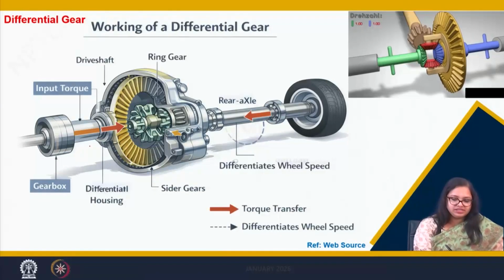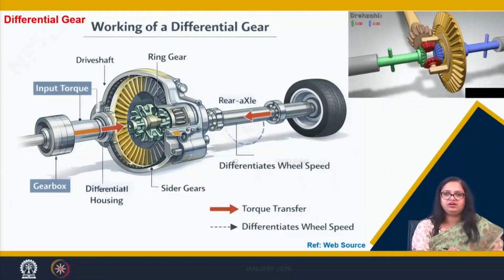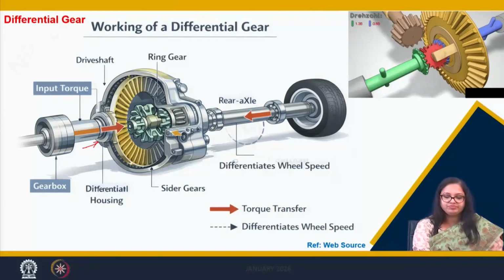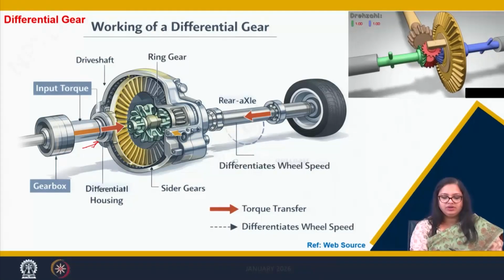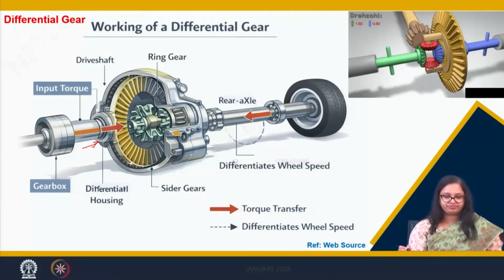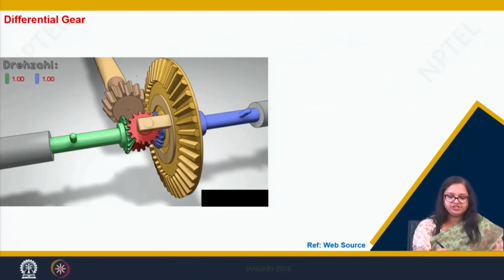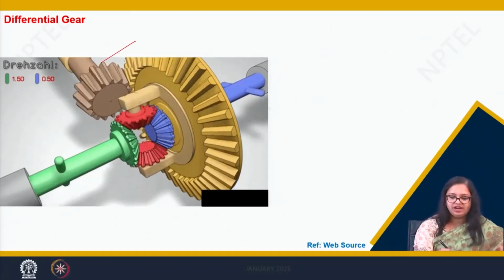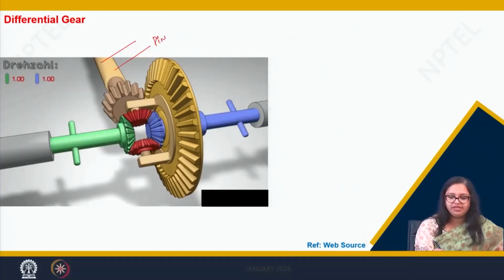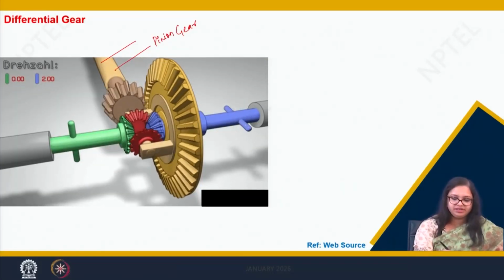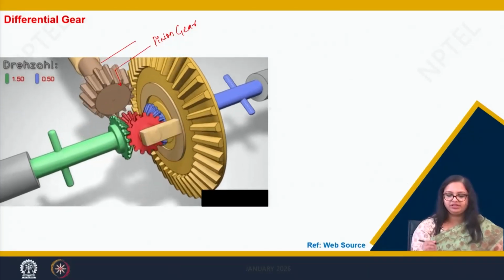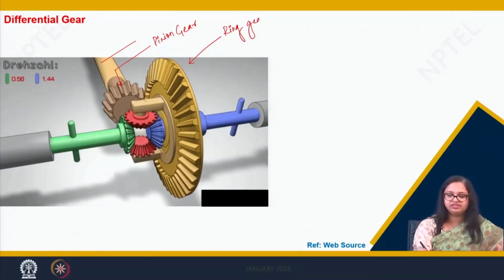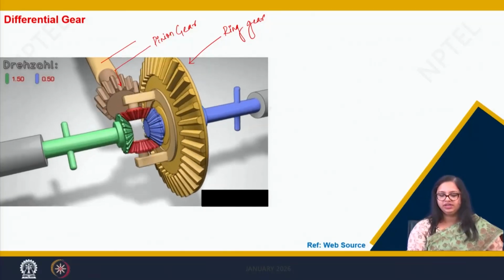Here, let us say this is from the gearbox, and through two universal joints and a propeller shaft, the power reaches the differential gear. This is the propeller shaft, and from the propeller shaft there is a pinion gear. This is the pinion gear. From the pinion gear it is connected to the ring gear.